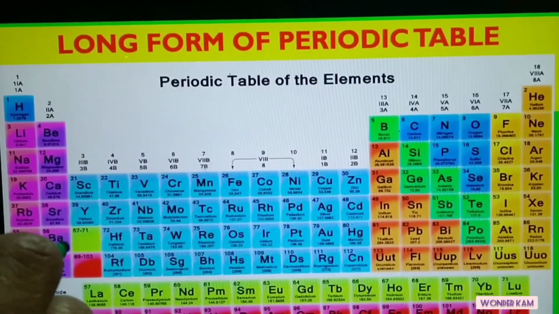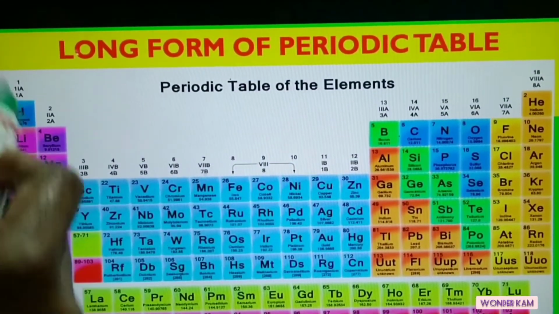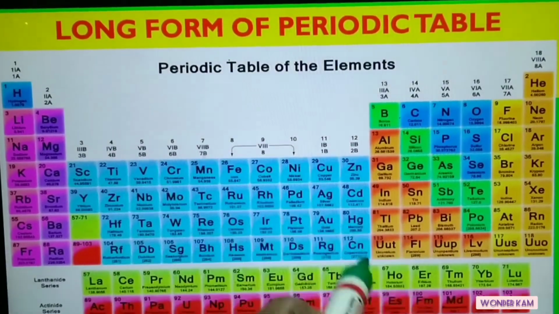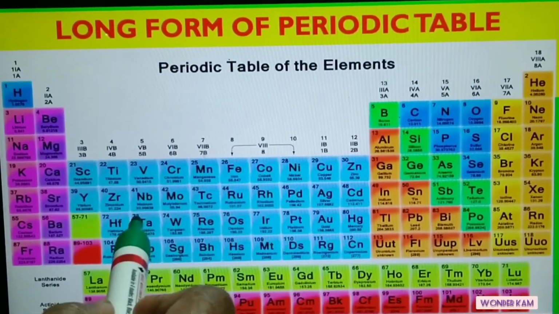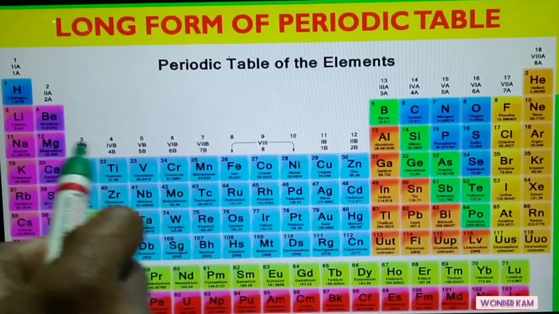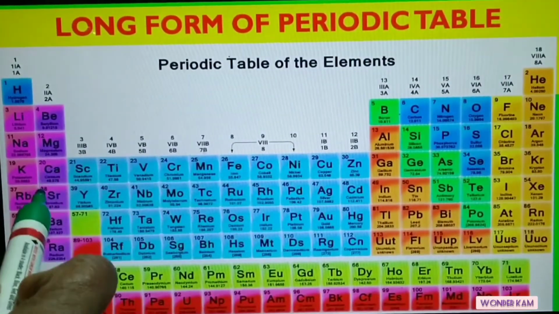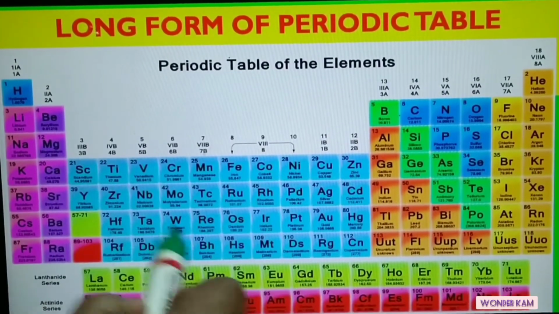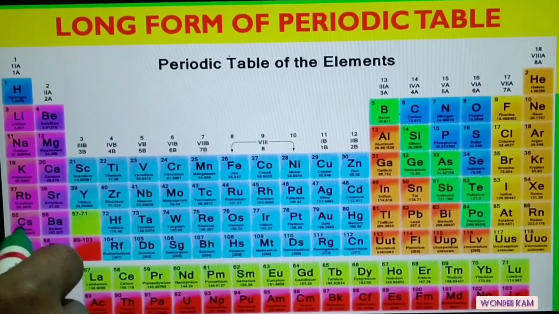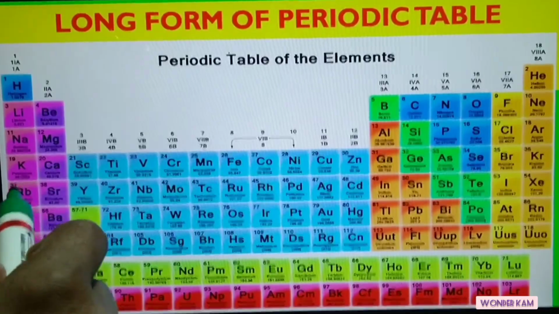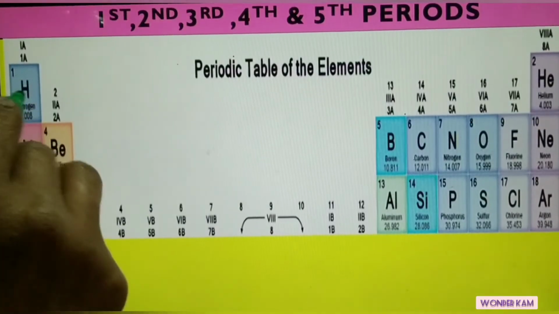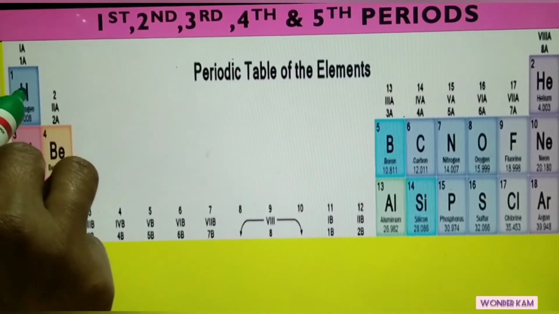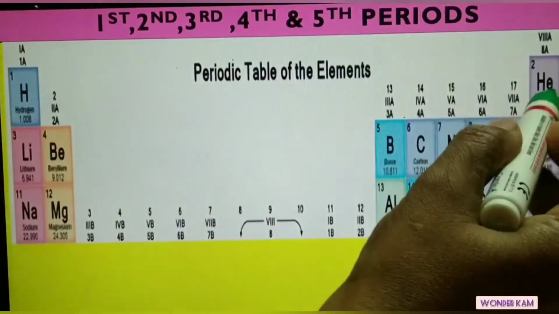So the main features of this table are, it consists of vertical columns. These vertical columns are known as groups or families. There are 1 to 18 groups in this table. Similarly, the horizontal lines are the periods, and there are 7 periods in this periodic table. The first period contains 2 elements. This is the shortest period, containing hydrogen and helium.